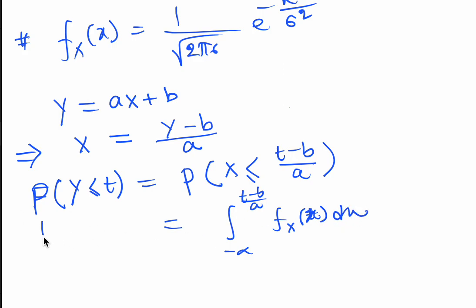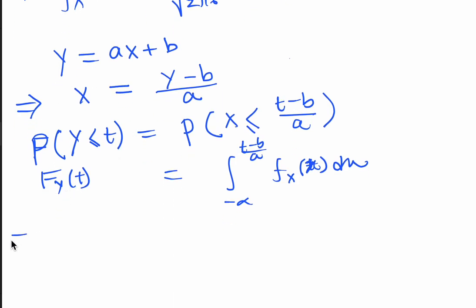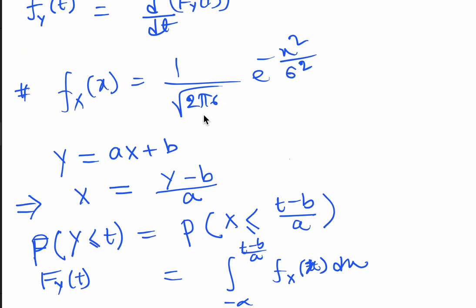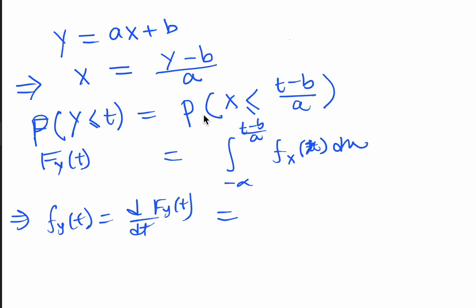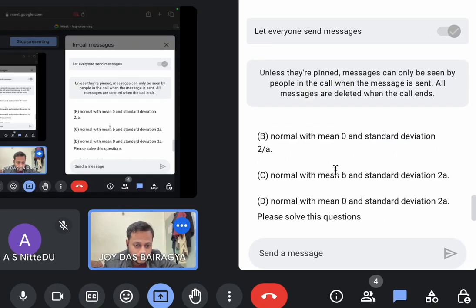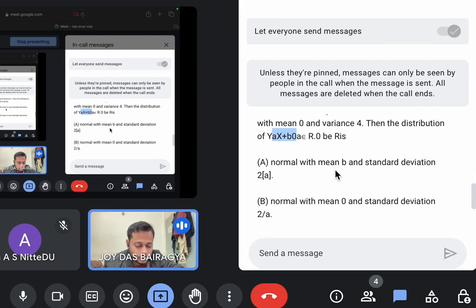Now you get the cumulative distribution function F_Y(t). Now if you take the derivative with respect to t, d/dt of F_Y(t), you will get the distribution function, and I think it will again be a normal distribution with redefined sigma and mean, and that's it. I think you got my point. That is how you solve these questions, a normal distribution with mean b and some standard deviation.